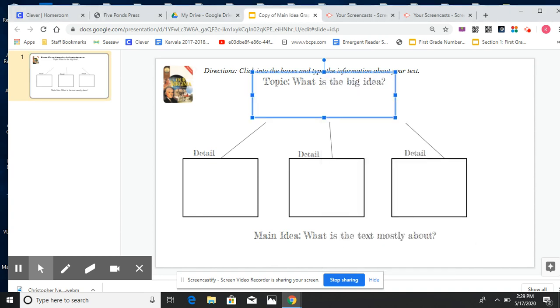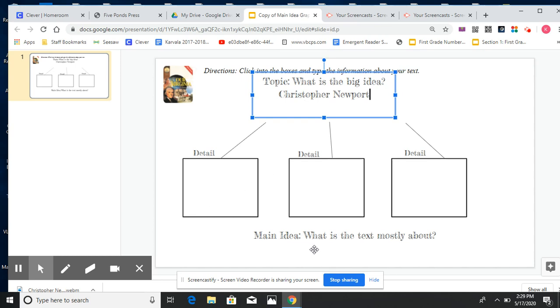Exactly. It was all about who? Christopher Newport. I'm going to write that right here. I'm using my capital letters. I'm spelling correctly because I wrote it down first, like you're going to do. Christopher Newport. That was the topic. What was the big idea?